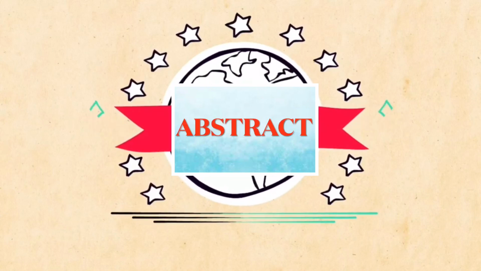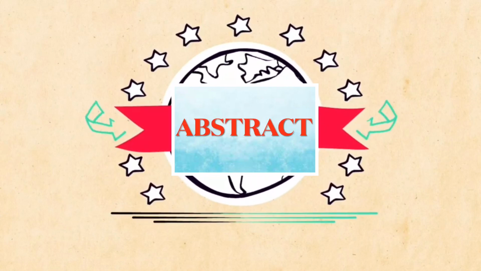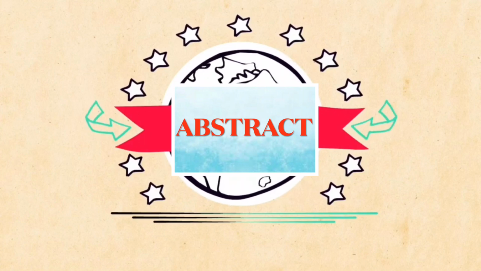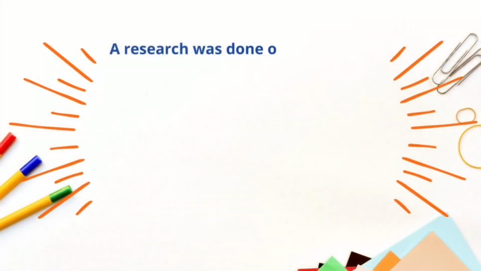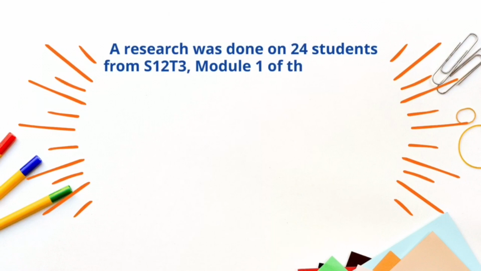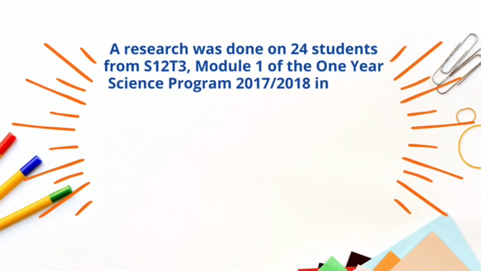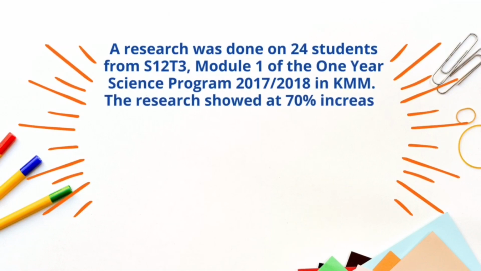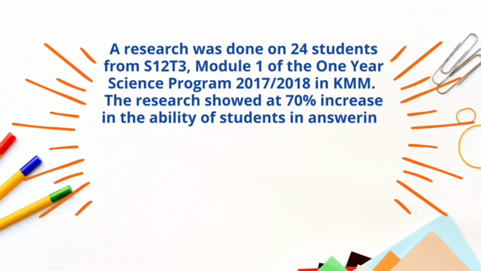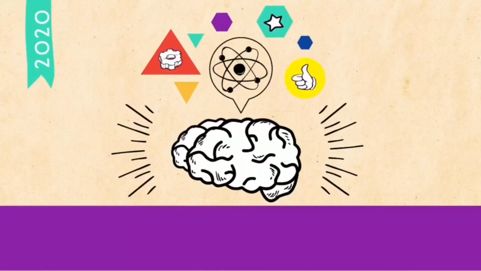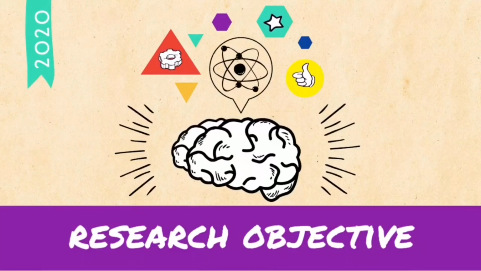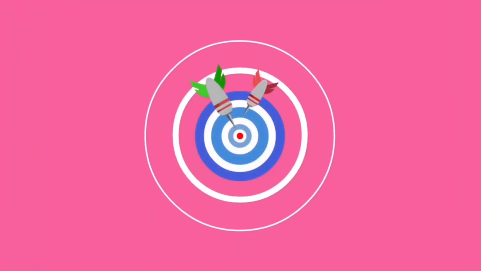To test the effectiveness of this innovated technique, research was carried out with our great effort and persistence. The research was done on 24 students from the S123 Module 1 Science program. The research showed a 70% increase in the ability of students to answer differentiation questions. In correlation to that, the big picture, small picture technique can be taught in class to make the topic more interesting and exciting for students.